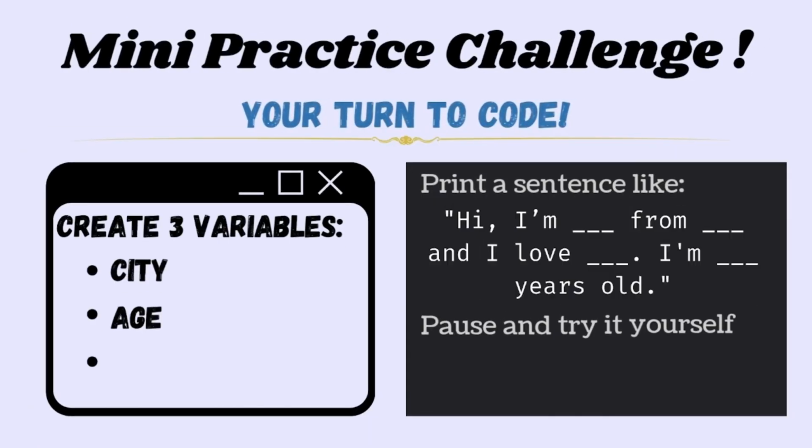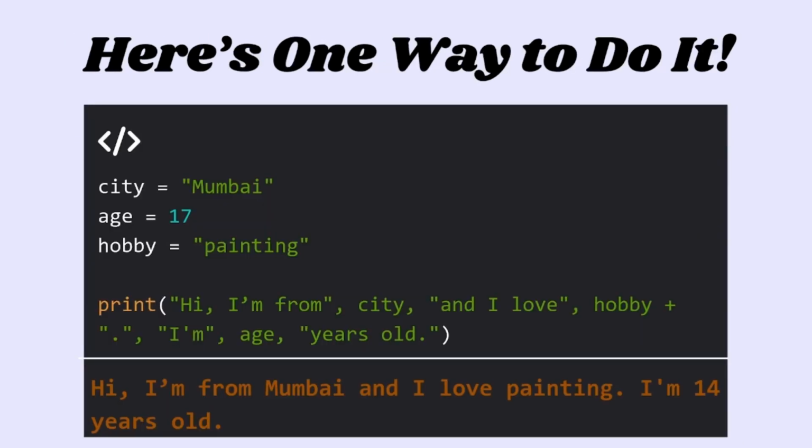Next, it's your turn. Create 3 variables, city, age and hobby. Fill them with your own info, then print something like this. Try it, pause the video if you need and come back when you are done. Here is one way to do it. Try it and let me know.